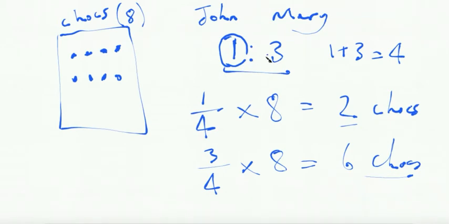Now let's look at a few important ideas. Looking at the ratio, we saw that Mary has 3 times the amount of chocolates that John has, and John has 1/3 of the amount of chocolates that Mary has. So that's another important property to bear in mind.